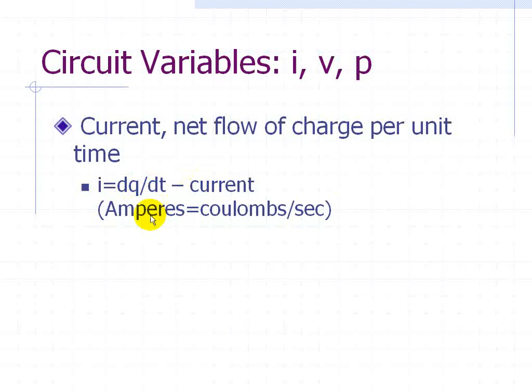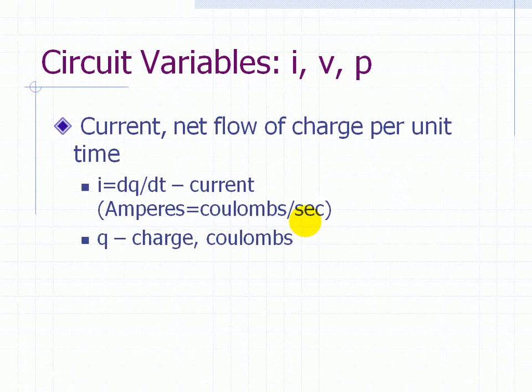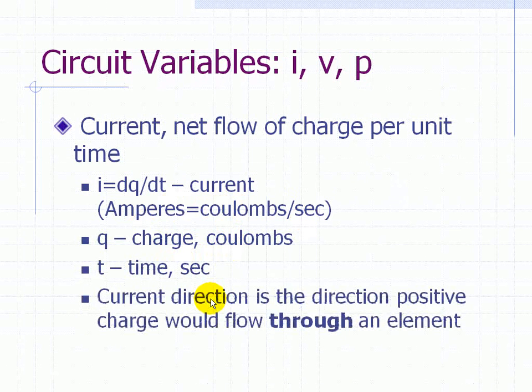Its units, as you recall, are amperes, which is really coulombs per second. So when you're looking at one point in a particular circuit, that's what we call current, in which we count the number of electrons passing through that point in a given amount of time. Again, we have Q as charge, which is given units of coulombs. T is time, given in seconds. And the current direction is the direction that a positive charge would flow through an element.